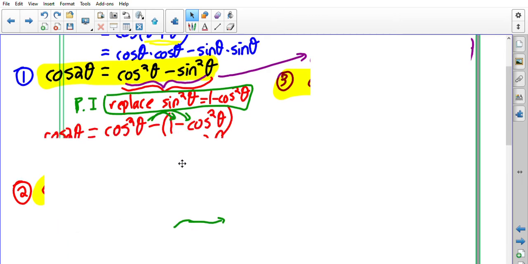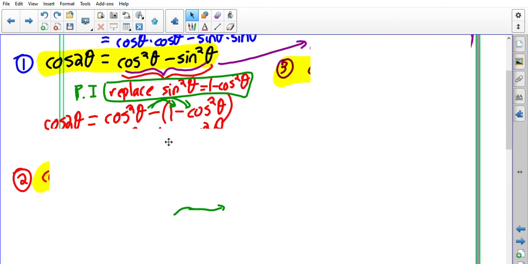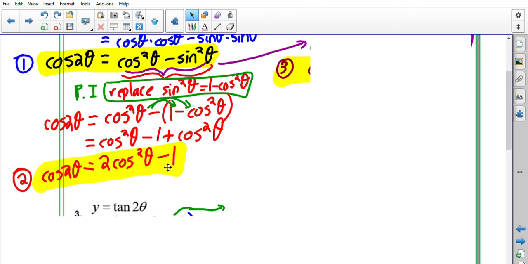So I'm plugging this in for this. All right, so that gives us cos squared theta minus bracket 1 minus cos squared theta. Now we have to distribute the negative 1 into both parts. So we get cos squared theta minus 1 plus cos squared theta. And now if we collect like terms, I notice I have 2 of these guys. Remember, they're being added, not multiplied. So that means my other version for cos 2 theta is 2 cos squared theta minus 1. So that's version number 2.